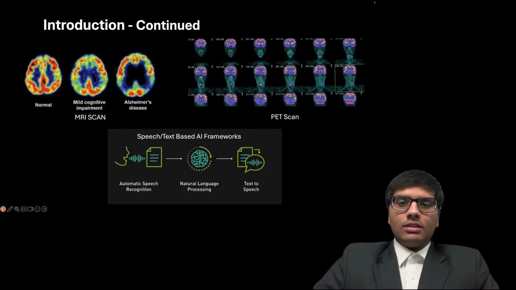Traditional clinical methods for Alzheimer's and dementia detection, such as MRI and PET scans, are very expensive, time-consuming, and not practical for large-scale early screening. Language impairments are among the earliest signs of cognitive decline in Alzheimer's disease. Speech and text-based AI models allow low-cost, non-invasive detection while maintaining accuracy.